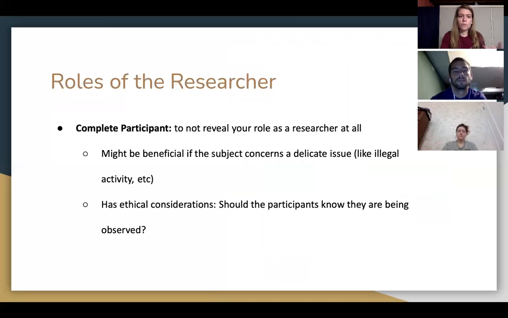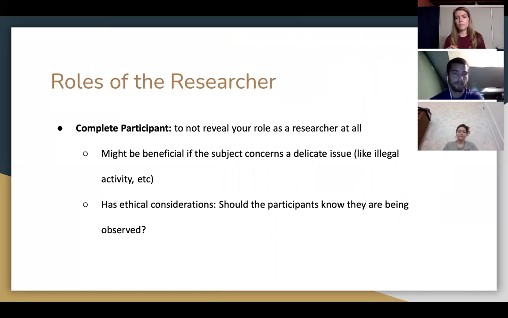And so next we'll look at roles of the researcher. There are three. The first one is a complete participant, which is exactly as it sounds. You are completely participating in the research. The people that you are researching do not know that you are there as a researcher. So it's kind of like an undercover boss situation where they don't know who you are, but you are observing them and taking note of what they're doing.